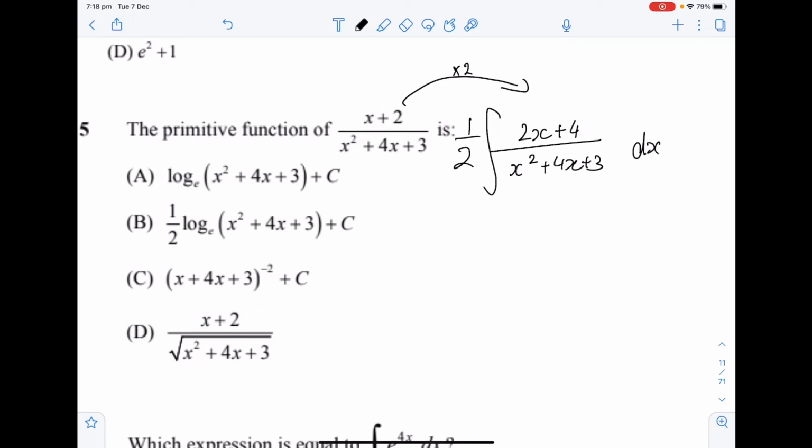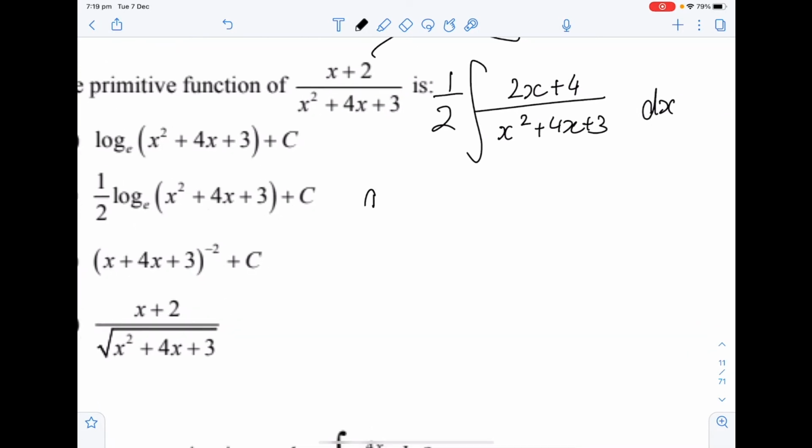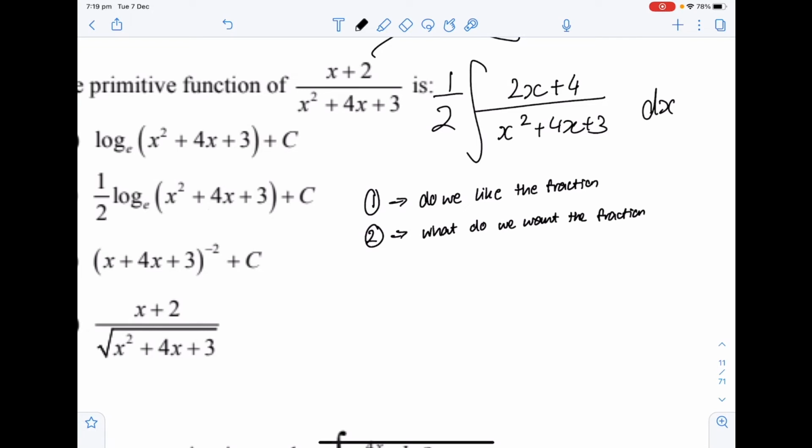Yeah, kind of. Yeah. So I'll explain it. Oh, I don't know how to explain it. Okay, so step number 1. Do we like the fraction? Is the first thing we're going to figure out. That's whether we want to manipulate it. Step number 2. What do we want the fraction to look like? Right, Elisa? So you wanted the fraction to look like 2x plus 4 over x squared plus 4x plus 3, correct? Yeah. Beautiful. Then what was the next step you took?